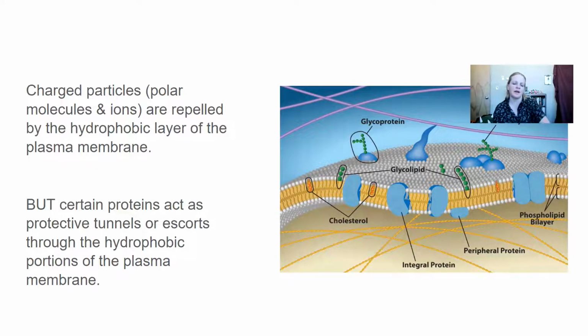So we talked about how charged particles, whether those are polar molecules or ions, are repelled by the fatty acid tails. That's the hydrophobic portion of the plasma membrane. But there are some proteins that can act as little tunnels, little pathways, or even little escorts through the fatty acid tail, the hydrophobic part of the plasma membrane.